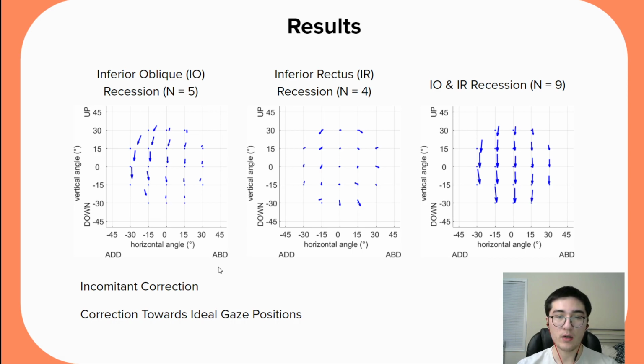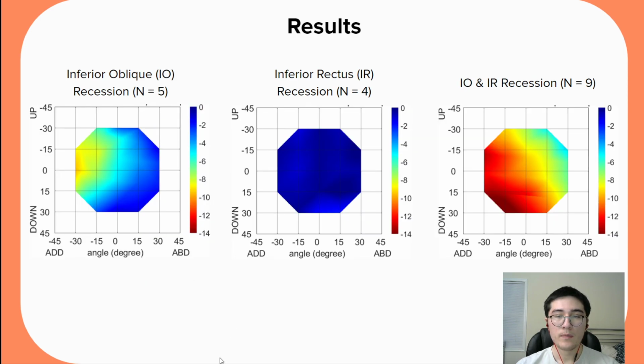Two main things to note are the incremental correction, which is saying that each gaze position changes a different amount, and the general trend towards the ideal gaze positions marked by blue dots. Here's the same data but focusing on the vertical displacements scaled onto a heat map. These show a much clearer correlation between each surgery and the field of action of the inferior oblique groups.